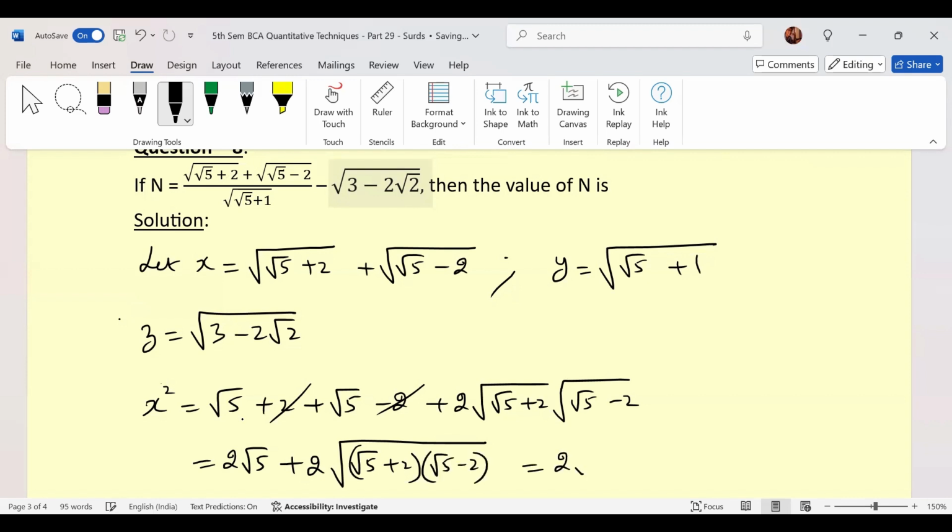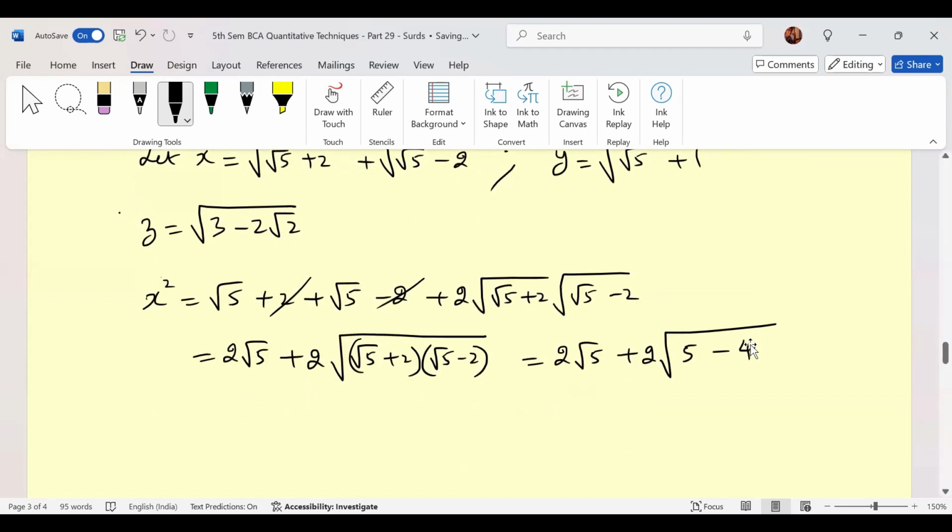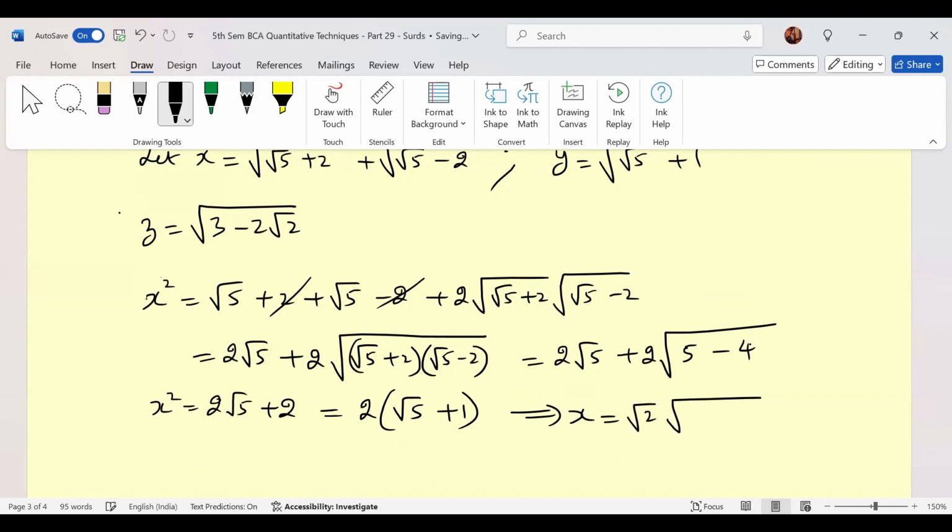So that becomes 2 root 5 plus 2 times root of, this is like a square minus b square. So you get 5 minus b square means 2 square, which is 4. So ultimately you get x square as 2 root 5 plus 2 into root 1, which is 1 only. So it is simply 2 root 5 plus 2, which will be 2 times root 5 plus 1. That means x will be root 2 multiplied by root of root 5 plus 1.